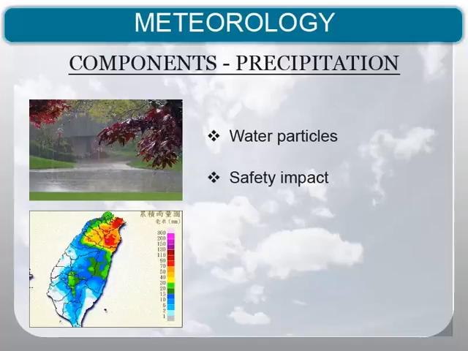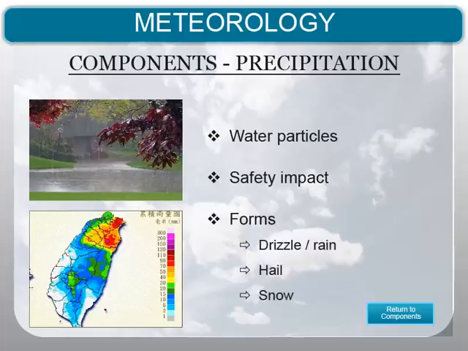Precipitation amounts and types have a profound impact on flight safety. Pilots must be aware of these many effects, including reduced visibility, icing, and takeoff and landing performance. Precipitation can take one of several forms, to include drizzle, rain, hail, and snow.